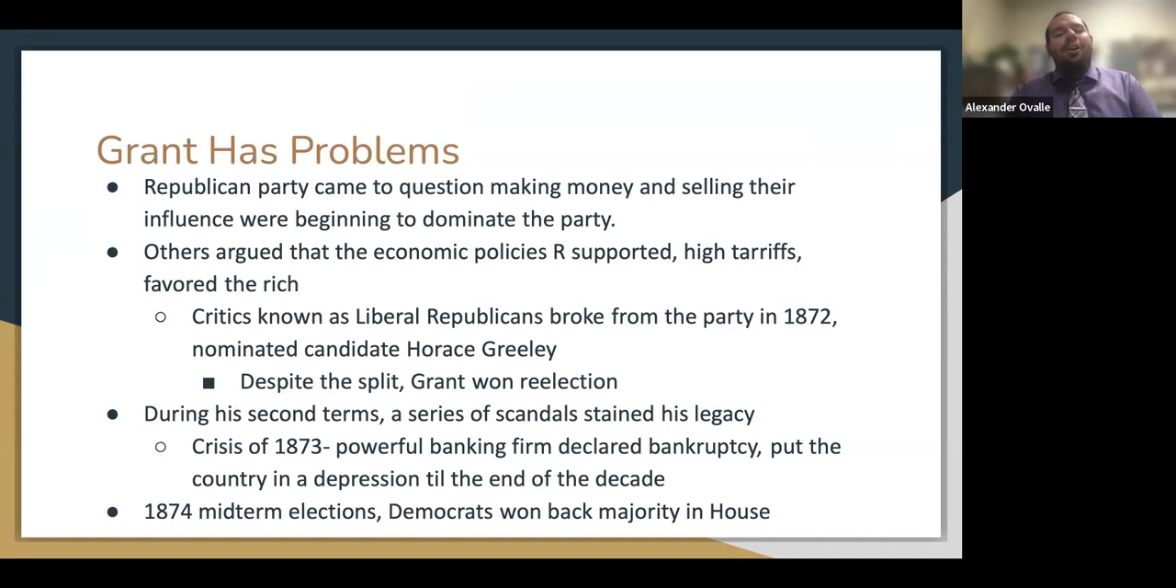During his second term, a series of scandals stained his legacy. It's called the Crisis of 1873. A powerful banking firm declared bankruptcy, put the country in a depression until the end of the decade. In 1874, midterm elections were held, and Democrats won back the majority in the House.